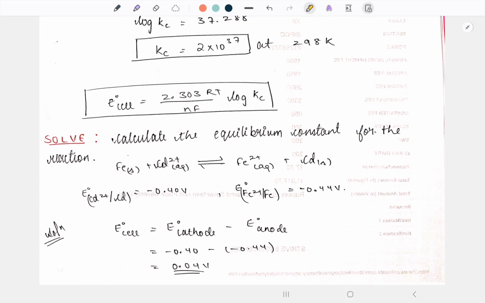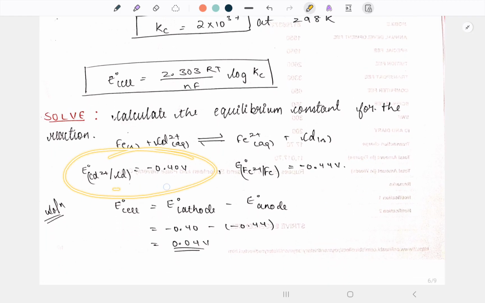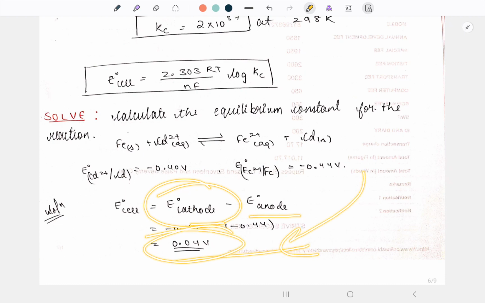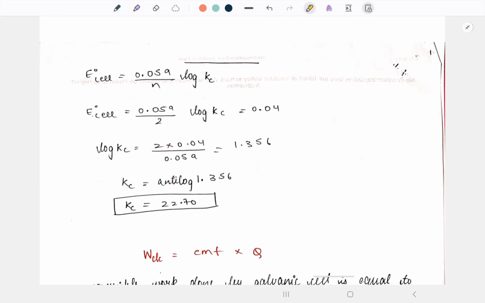Let us solve a question. Here we are asked to calculate the equilibrium constant for the reaction Fe plus Cd2+ will give rise to Fe2+ plus Cd. So here the E0 values are given for Cd2+ and for Fe2+. So we know that it is E0 of cathode minus E0 of anode. So we'll substitute these values and we'll get the E0 of cell to be 0.04 volt, and then we'll place this in the Nernst equation and get the final value of Kc to be 22.70.